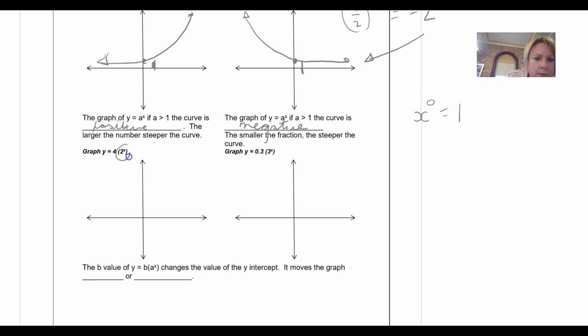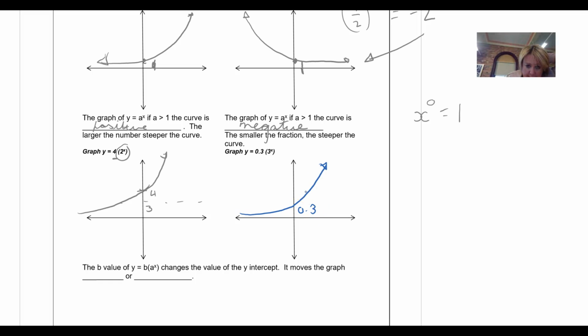So this one here will cut at 4 because it's 4 lots of the power. It goes like this. So that's 4 and that's 3. So it's moved the whole graph up 4. No, it hasn't. Ignore that. That would be the graph plus 4. That's the graph. This is 0.3, so it cuts at 0.3 and looks like that.